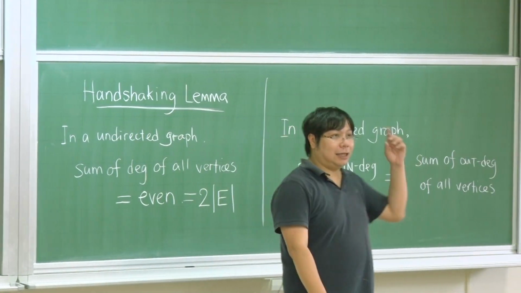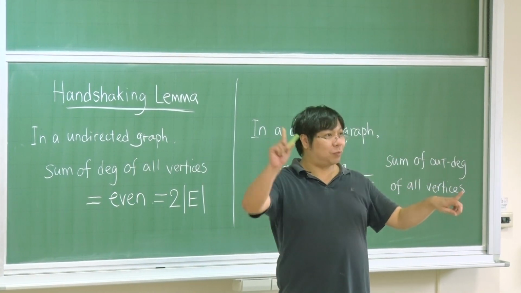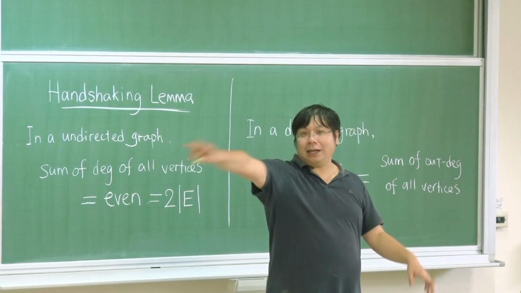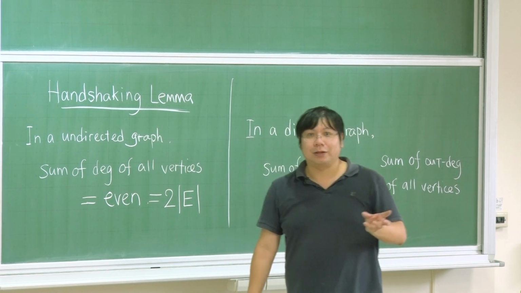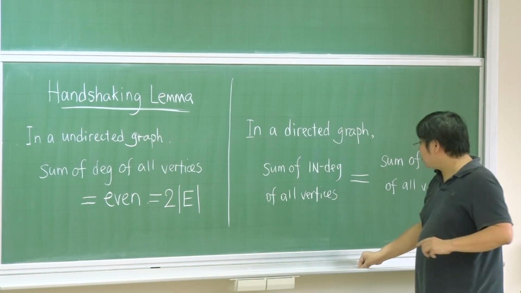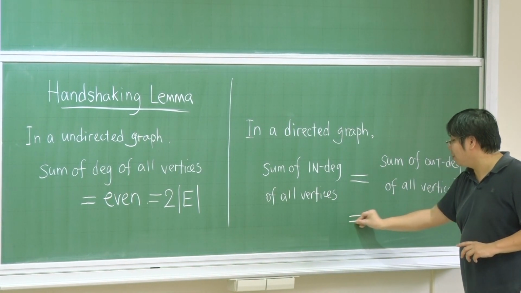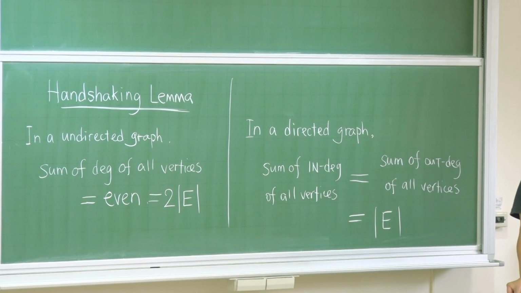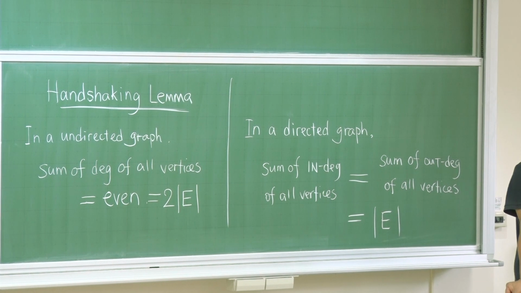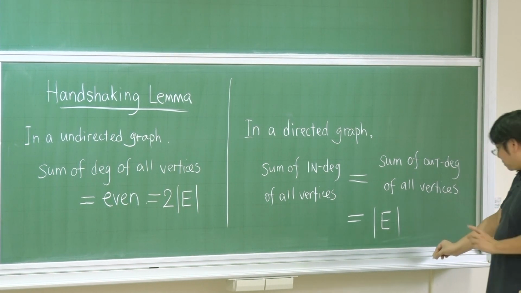It is because each edge will give you one in and one out. It is giving one in to the terminal vertex, and it is giving one out for the initial vertex, right? So it is not just the same, it is equal to the size of E. Okay? Is that okay? So these are something that I want you to know today, okay?